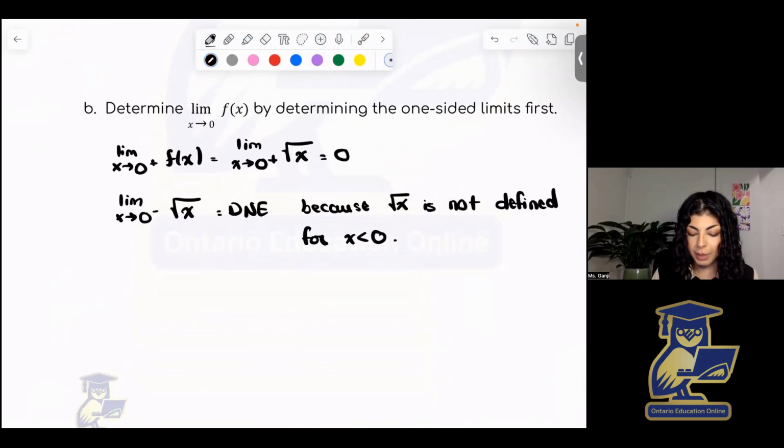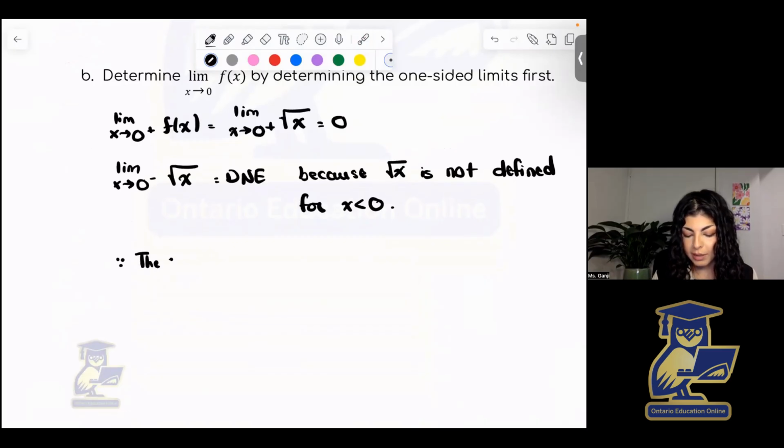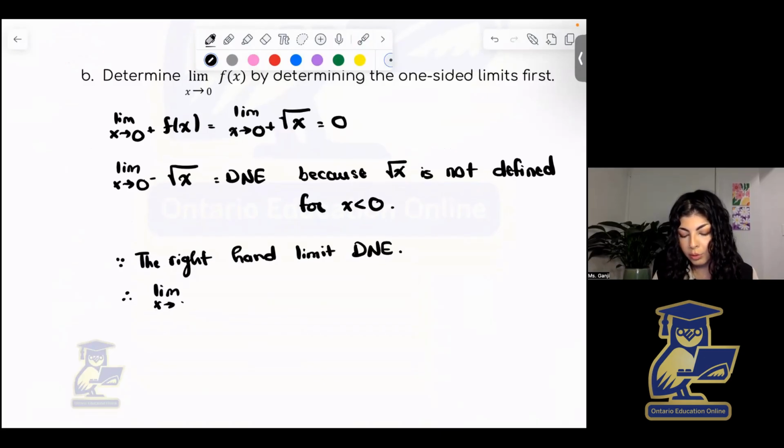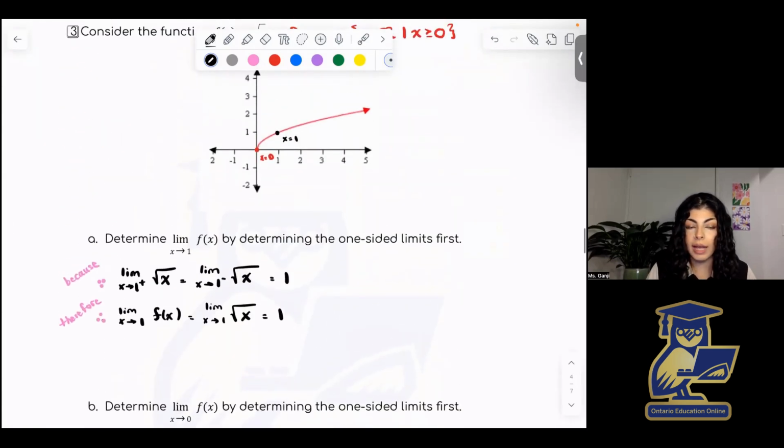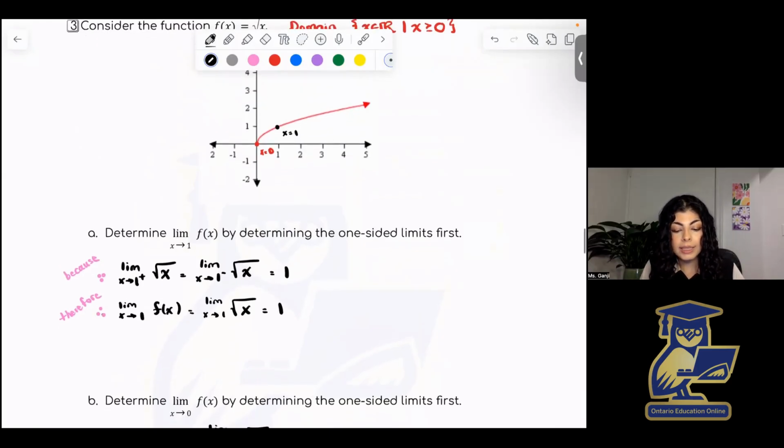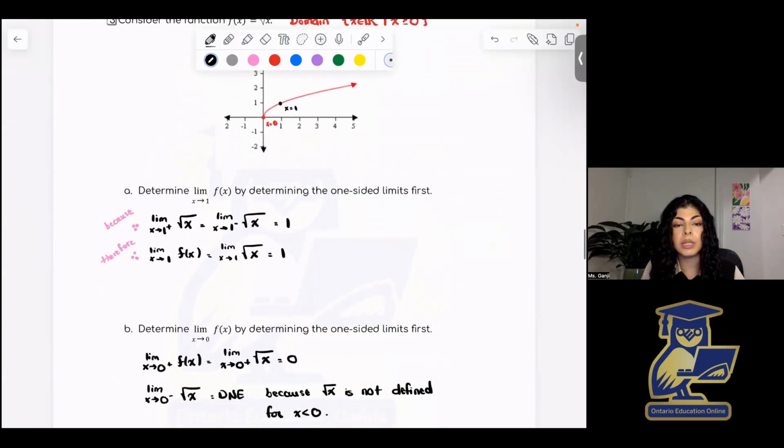And then because the left-hand limit does not exist, therefore the actual limit itself also does not exist. And so here we can see that our function is defined at x of 0, and we have a very precise value of just 0 for the output, but still we can have that the limit does not exist because of the restriction on the domain.